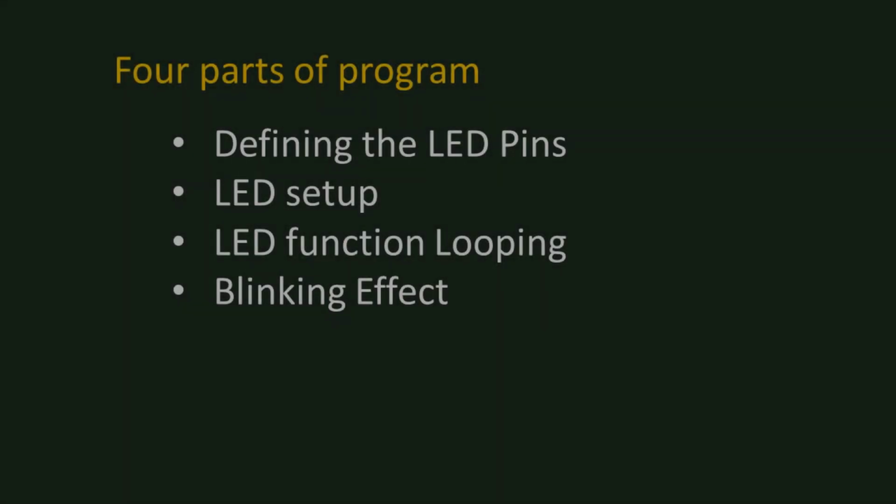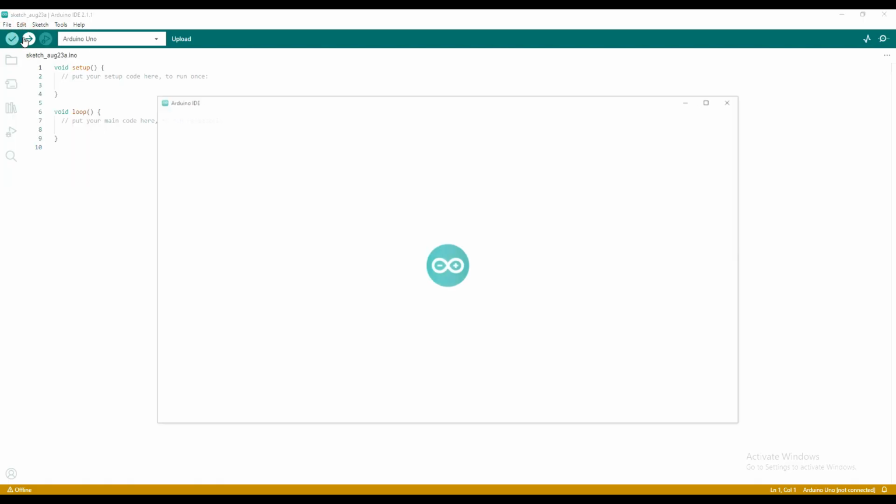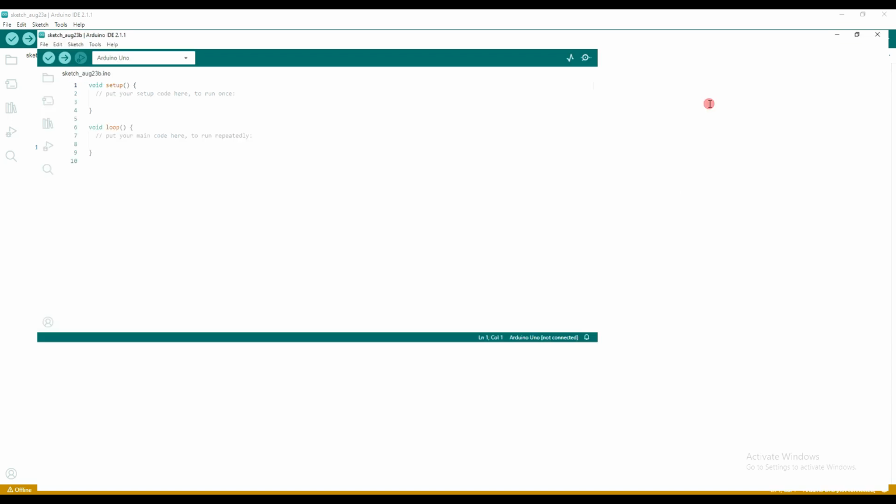Let's move on to the programming part. So in this program I am going to break down the process into 4 key parts. We will start by defining the pins for our LEDs, then move on to setting up the LEDs, followed by looping through them one by one, and finally we will create the LED blinking effect. So open the Arduino software, create a new project, and don't forget to save it.